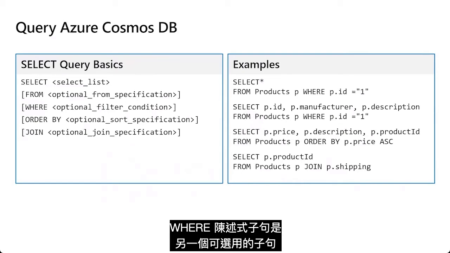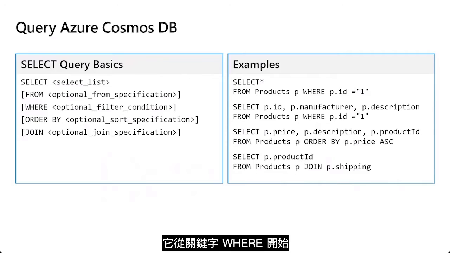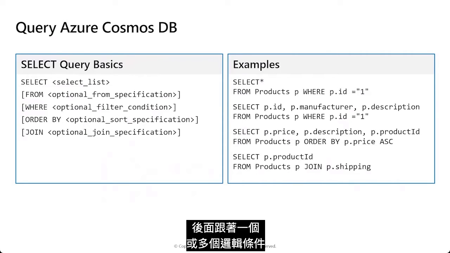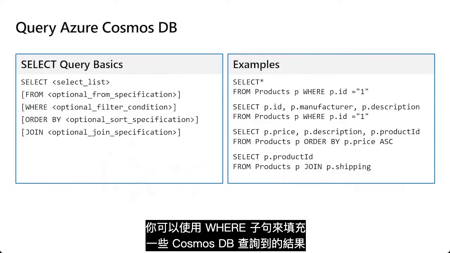The where clause is again another optional clause. It starts with the keyword where, followed by one or more logical conditions that must be satisfied by a document returned by the query. So you can use the where clause to filter results of some of your Cosmos DB queries.